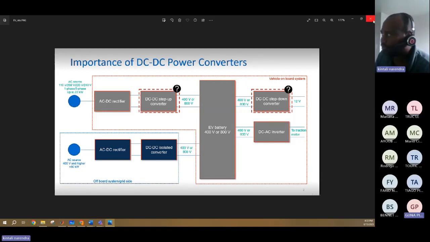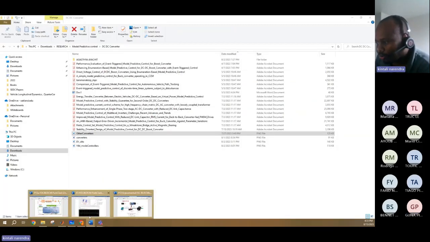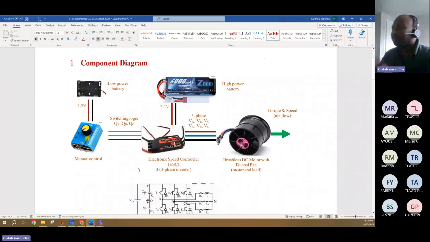Okay, guys, shall we go ahead? Thanks, Narendra. Yep. Now, going back to our brushless DC motor. Sorry, Narendra, please.